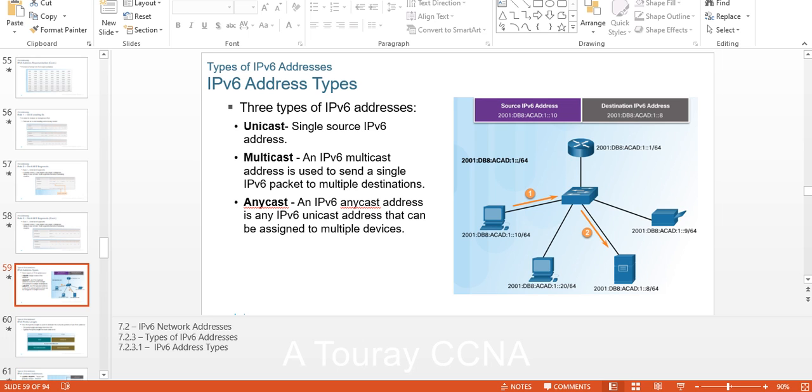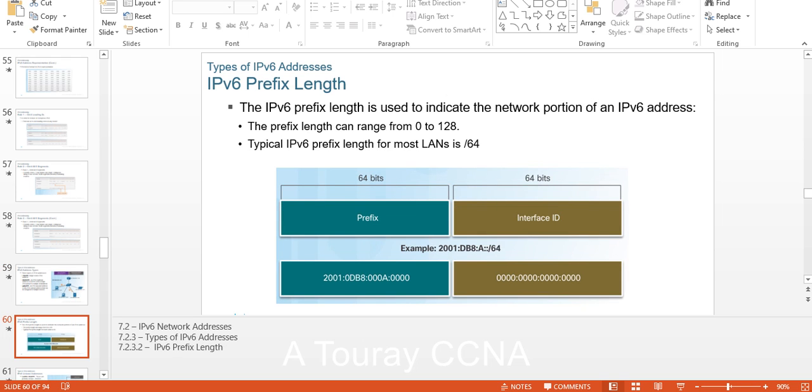So the unicast is similar to that of the single IP version 4 address. We have the multicast that is used for one to a group, and then anycast one to the nearest, and I explained this one in my previous video. Anycast is not as broadcast, because broadcast is a message that is sent to all the devices that are in the local segment, but anycast is a message that is sent only to devices that are nearer. Okay, that will receive this one.